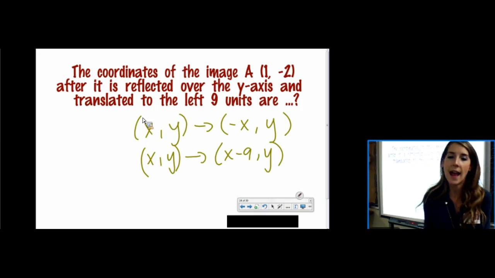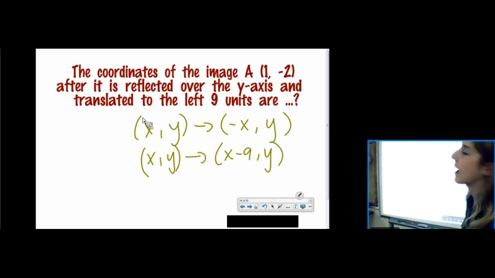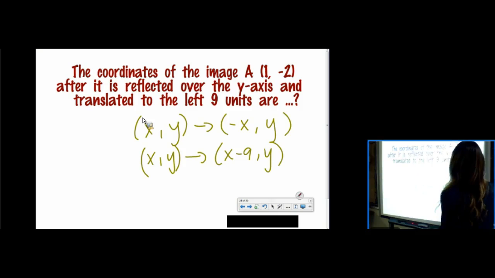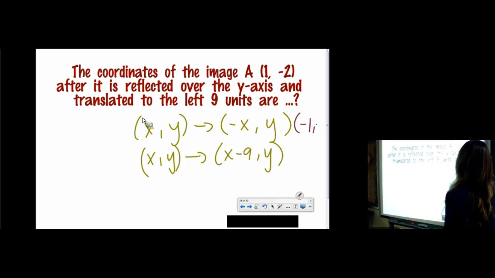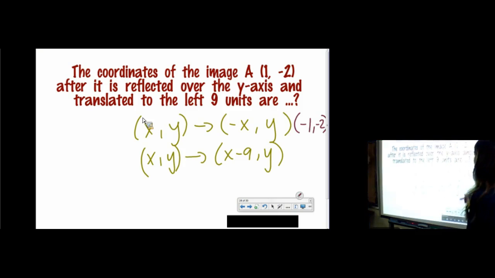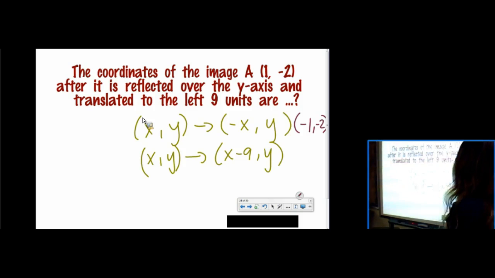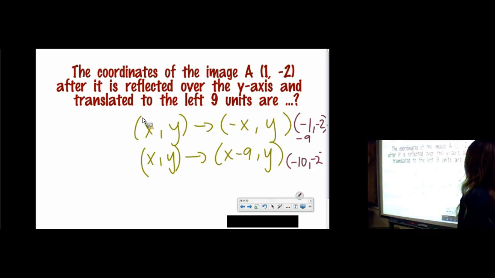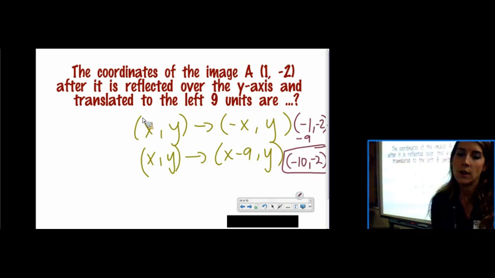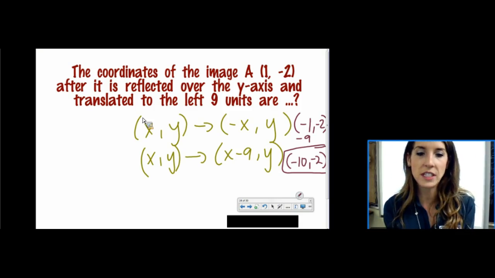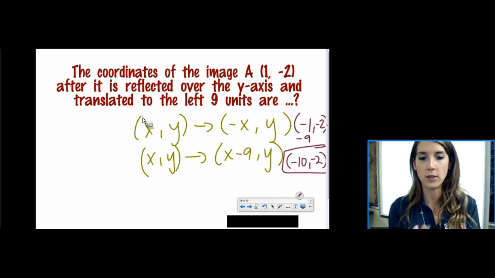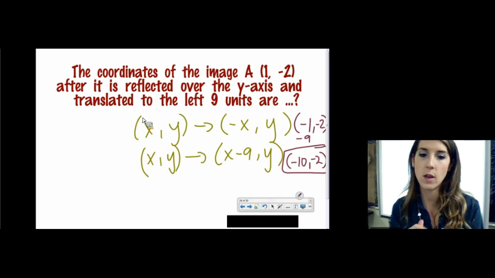Okay, so let's do one at a time. So reflect over the y-axis. Our new point is -1, -2. Now we want to go to the left 9, so we're going to subtract 9 from that x. So we're left with -10, -2. So it's just doing 2 transformations in a row and writing down your final step, not your middle step. Okay, good job.